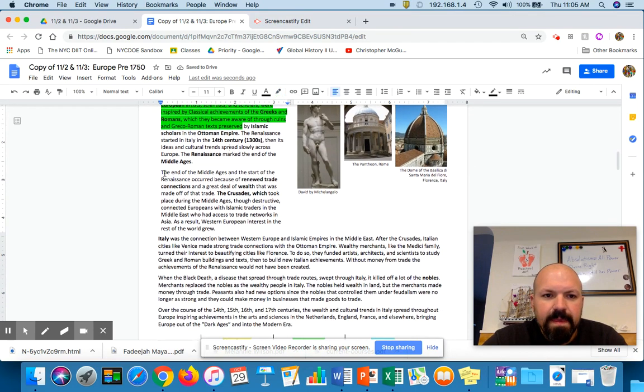Moving on. The end of the Middle Ages and the start of the Renaissance occurred because of the renewed trade connections and a great deal of wealth that was made off of that trade. The Crusades, which took place during the Middle Ages, although destructive, connected Europeans with Islamic traders in the Middle East who had access to trade networks in Asia. As a result, Western European interest in the rest of the world grew.